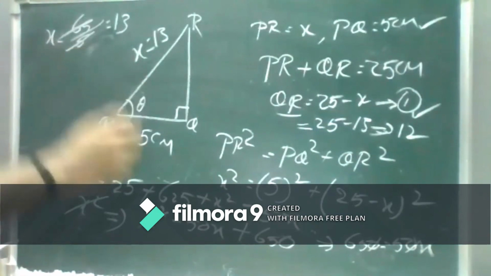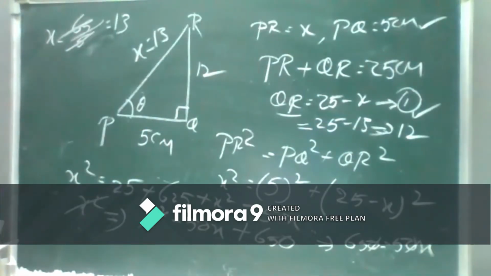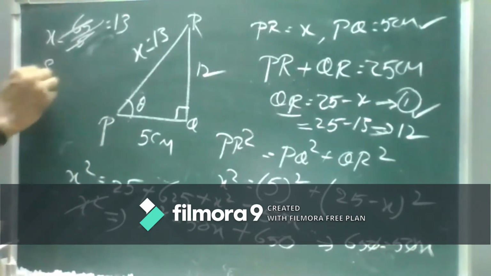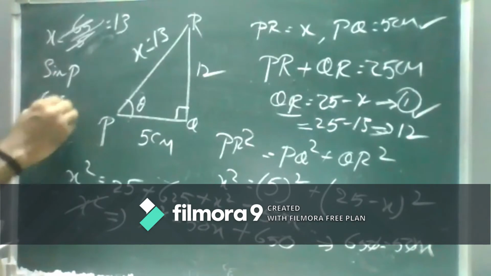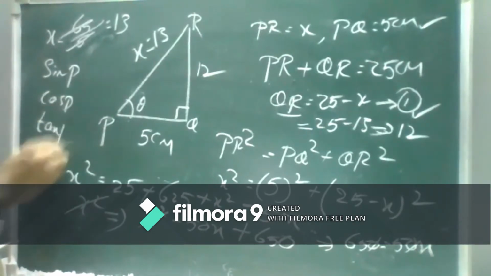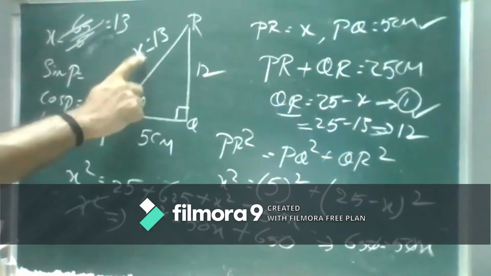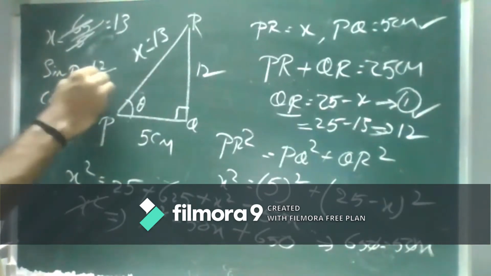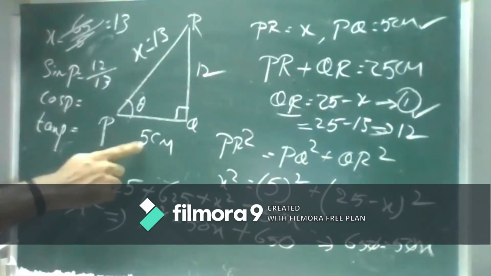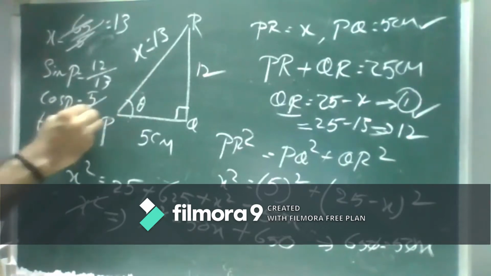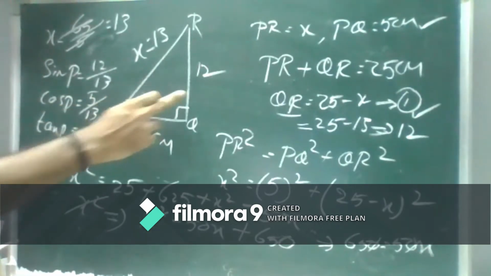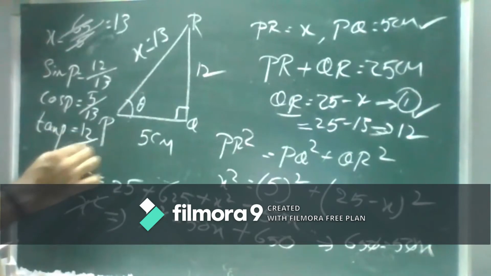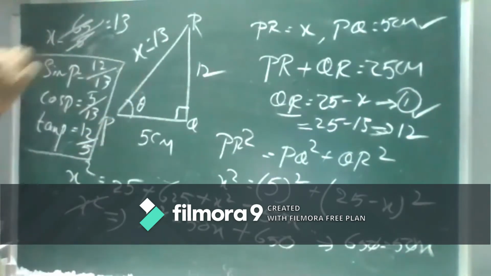So the sides are 5, 12 and 13. Now I need to find the angle at P: sin P, cos P and tan P. Sin P is opposite side by hypotenuse, which is 12 by 13. Cos P is adjacent side by hypotenuse, which is 5 by 13. Tan P is opposite side by adjacent side, which is 12 by 5. These are your answers.